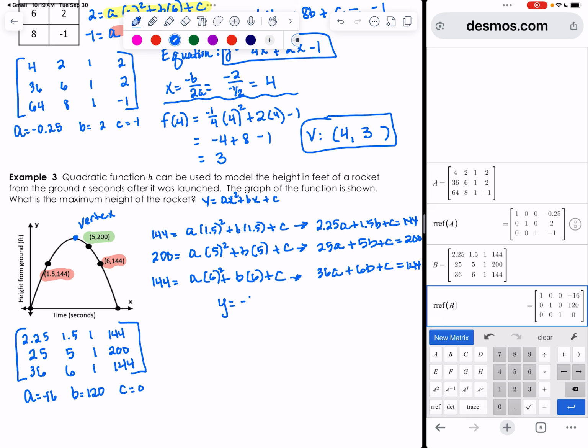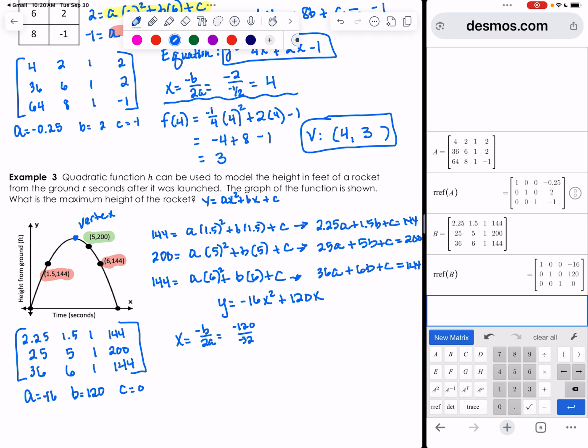Y equals negative 16x squared plus 120x. You do not need to put plus 0. All right. Now, they want the maximum height of the rocket. The maximum height is found at the vertex. So remember from our last problem, to get the vertex, you're going to have to use this formula, opposite b over 2a. So the opposite of 120 is negative 120. And 2 times a, 2 times negative 16, is negative 32.